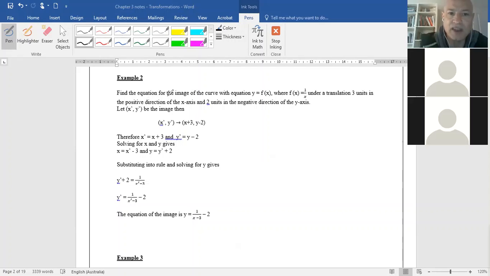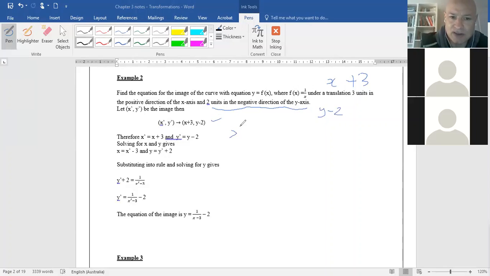Okay, the question says find the equation of the image of the curve y equals f of x, where f of x is 1 divided by x, under a translation 3 units in the positive direction of the x-axis, so we're adding 3 to the x, and 2 units in the negative direction of the y-axis, so we're subtracting 2. So that's how we get those ones there.